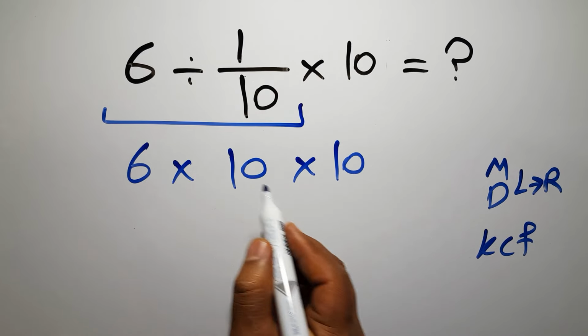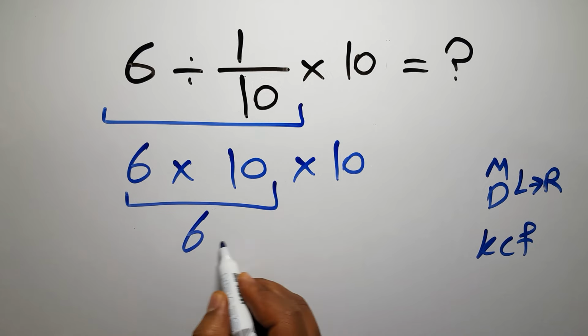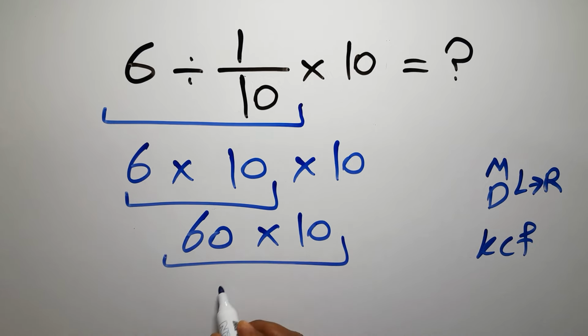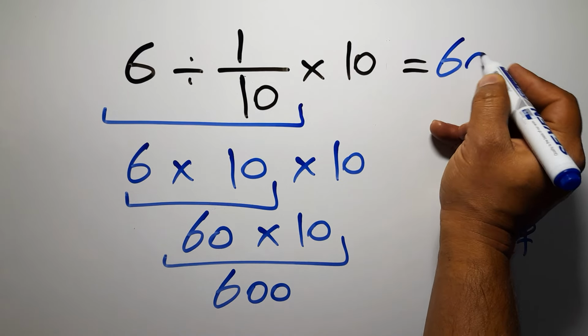Now, 6 times 10 gives us 60, and 60 times 10 gives us 600. And this is our final answer to this problem. The correct answer is 600.